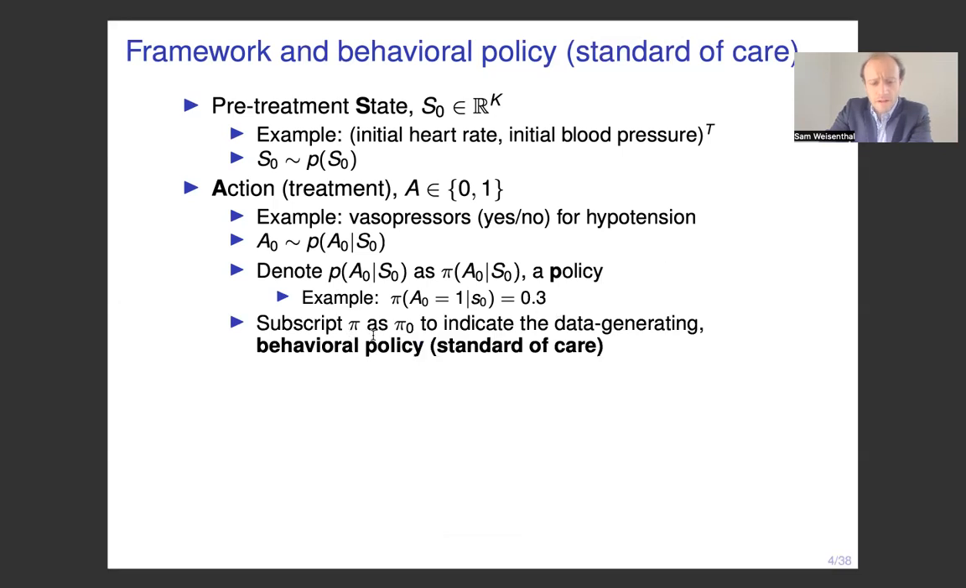We're going to subscript the policy as pi naught to indicate the data generating behavioral policy, or the standard of care. So you imagine if we sample a pre-treatment state and then we sample an action conditionally on the state, if we look at the data that's truly sampled in the clinical workflow, that action given the state is sampled from the behavioral policy or the standard of care. That's what informs the decisions that are made that then generate data that we then observe, for example, in an electronic health record. Note that pi naught, the behavioral policy or the standard of care, is also known as a propensity score.